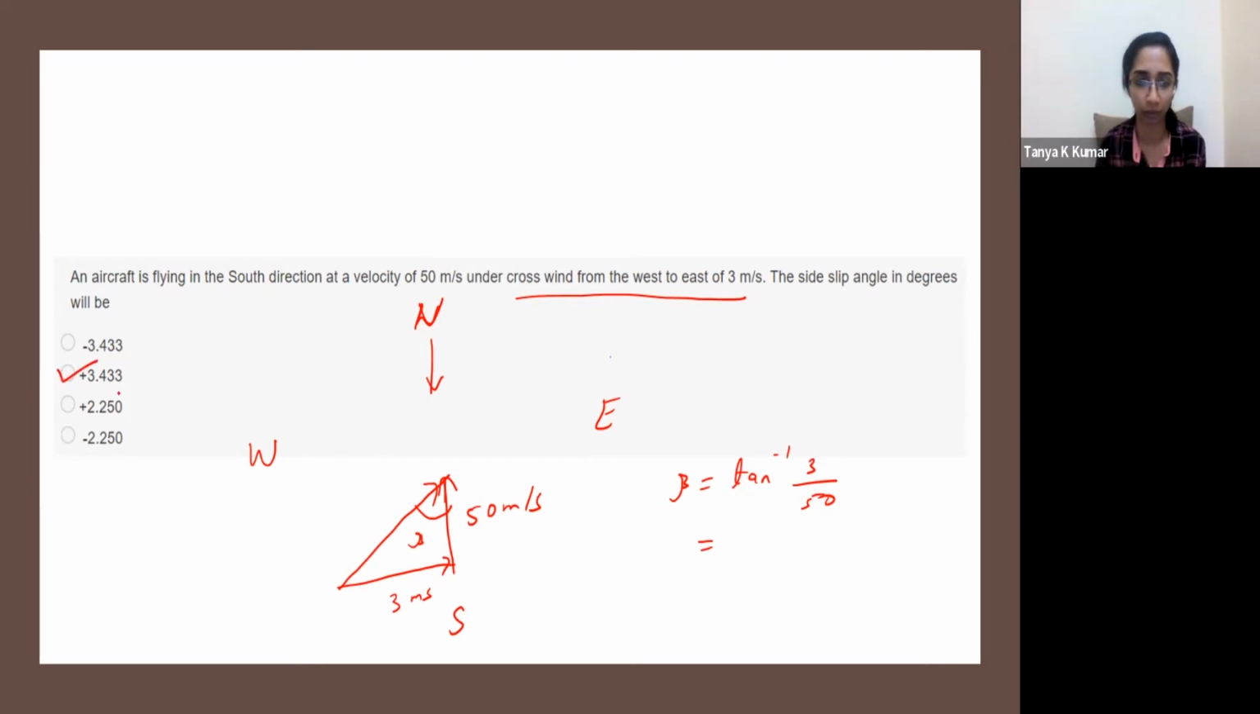It will be taken care of. Okay, so this is the correct answer. It is a positive beta. Since your resultant velocity, let me just represent as VR, is towards the right of your fuselage reference line. Okay, towards the right of the forward motion. In the forward motion, it says it's traveling south direction. Forward motion is this way. This is the aircraft.